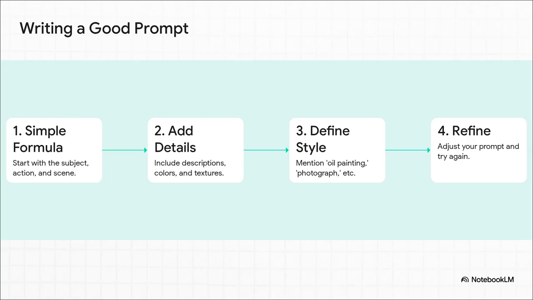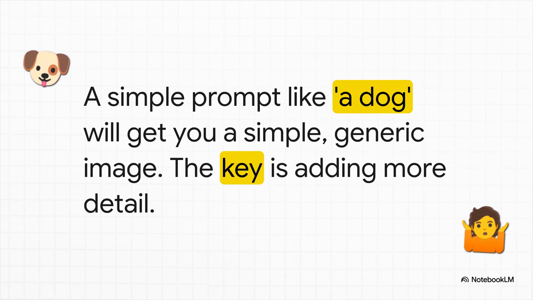Look, writing a good prompt isn't some dark art. It's actually a pretty simple process. You just build it up in layers. You start with the basics. Who's the subject? What are they doing? And where are they? Then you start adding the good stuff, the details. Think colors, textures, the overall feeling. And for the final touch, you tell it the style. Do you want an oil painting, a photograph, a wide-angle shot? You're the director.